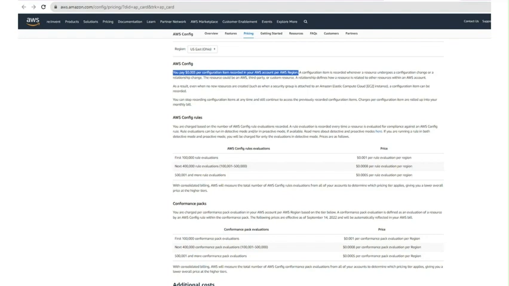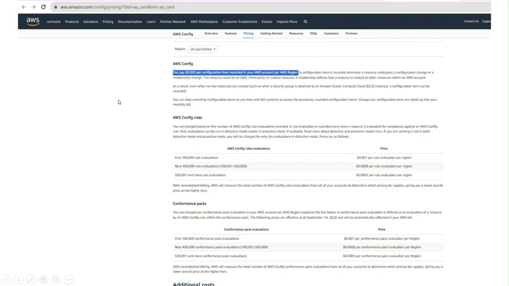There is an initial charge of $0.003 per item that you're recording, and it's per region. So one item could attract multiple charges if it's across multiple regions, and that's just the initial charge, but there are more charges based on the number of rules, conformance packs, etc. So AWS Config, that's the documentation for you.